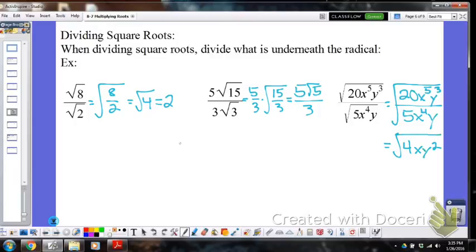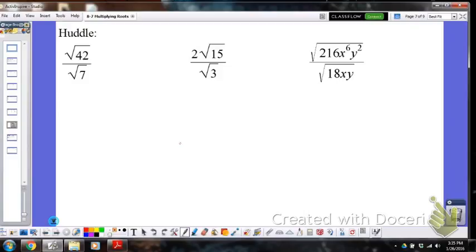So we have the square root of 4x y squared. 4 breaks up into 2 times 2, and we have y times y. So we have a pair of 2's, a pair of y's. We can pull each of those out. So our final answer will be 2y times the square root of x. So go ahead, take a few minutes, work through these 3 huddle problems, and whenever you're ready, go ahead, pause the video. When you're ready, unpause the video and get the solutions.